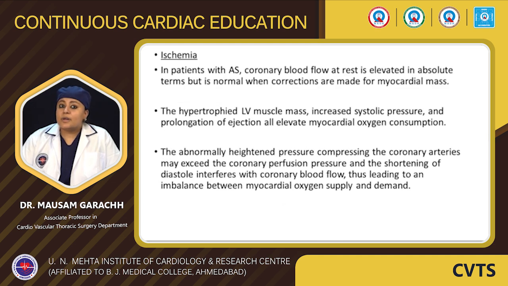Ischemia. In the patient with aortic stenosis, the coronary blood flow is elevated in absolute terms but is normal when corrections are made for the myocardial mass. The hypertrophied LV muscle mass, increased systolic pressure, and prolongation of ejection all elevate myocardial oxygen consumption. The abnormally heightened pressure compressing the coronary arteries may exceed the coronary perfusion pressure, and shortening of the diastole interferes with the coronary blood flow, thus leading to an imbalance between the myocardial oxygen supply and demand.